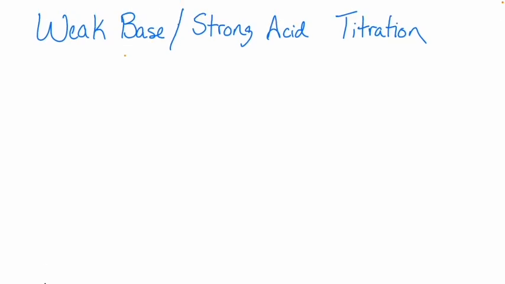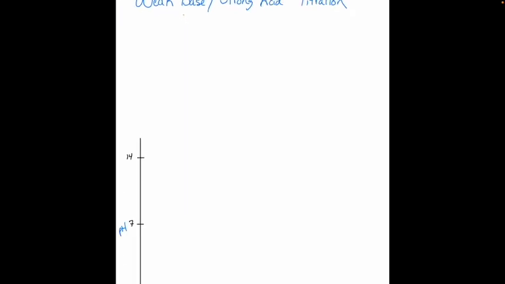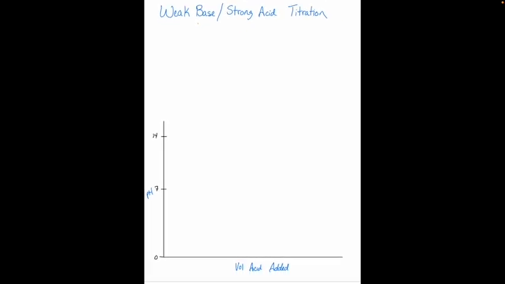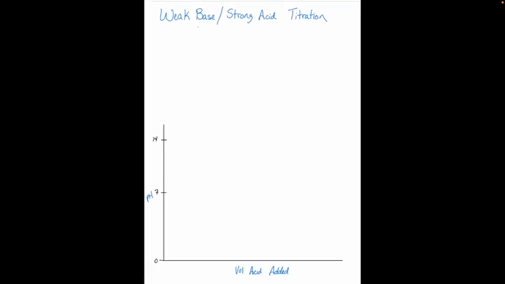Again, now we're going to start in our flask with a solution of weak base, and we're going to be titrating in from our burette a strong acid. Okay? Previously, we had looked at these graphs, right? We're going to build one ourselves as we go through and do these calculations here.